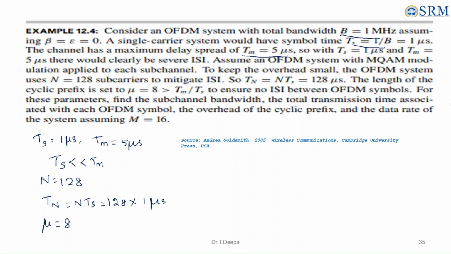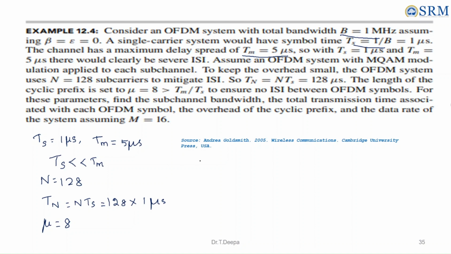For these parameters, we are going to calculate the subchannel bandwidth, the total transmission time associated with each OFDM symbol, and the overhead of the cyclic prefix, that is, other than the data, how much extra overhead. Finally, we are going to calculate the data rate of the system assuming M equal to 60.